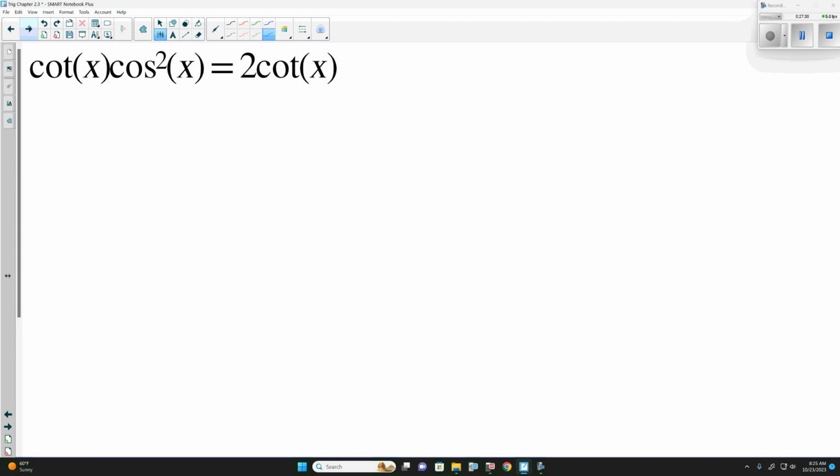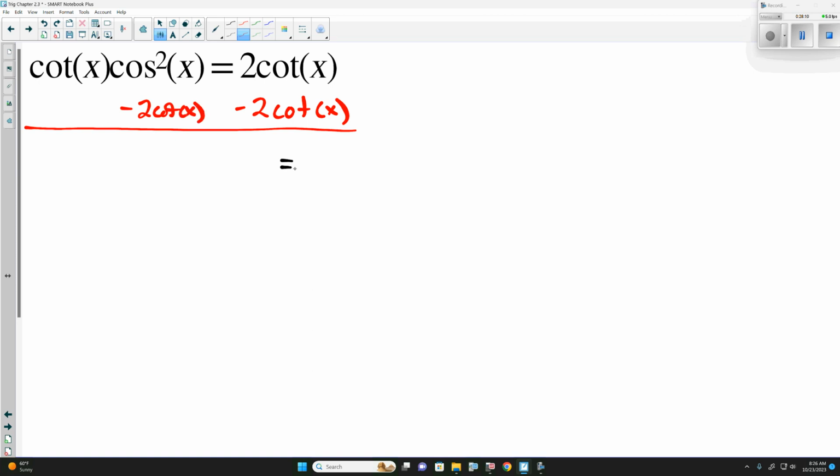Now this is the first one that we have that's a little different. We have cotangent times cosine squared of x is equal to 2 cotangent of x. Well, we have different terms. So one of the first things I would definitely do, especially since we have cotangent or cosine squared, we've got other terms, is to get it equal to 0, for the zero product property. Now to do that, we can just write underneath it. We don't necessarily have to rewrite it. I'm going to subtract 2 cotangent of x from both sides.